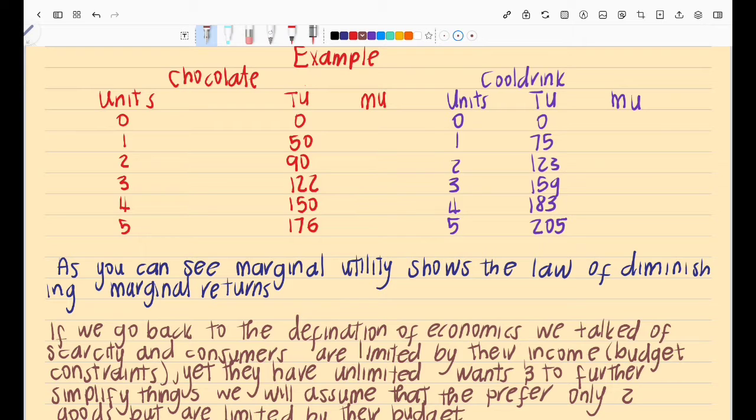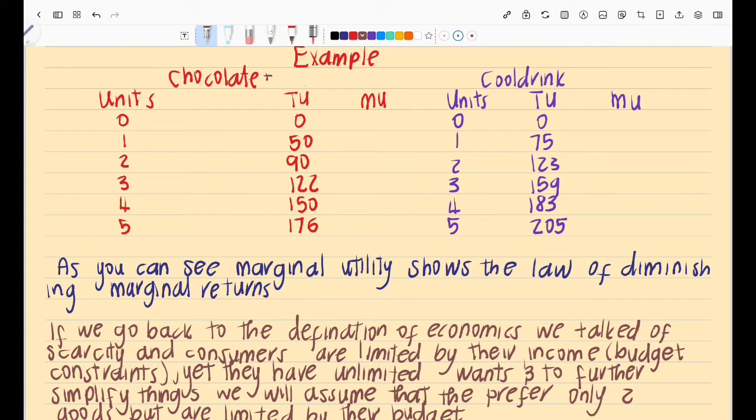So to simplify things, obviously you have preferences. If you think about scarcity, we are saying you have unlimited needs and wants, but limited resources. So in terms of the unlimited needs and wants, we are going to limit it to two goods that you prefer, right? In order to be able to draw graphs and make economic conclusions.